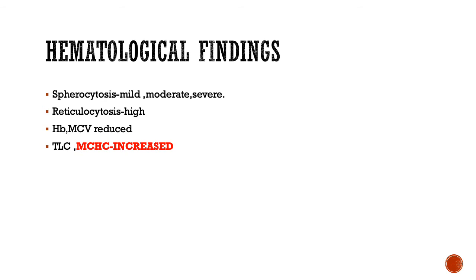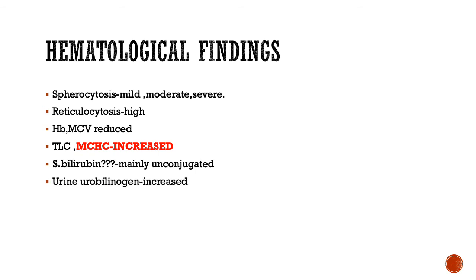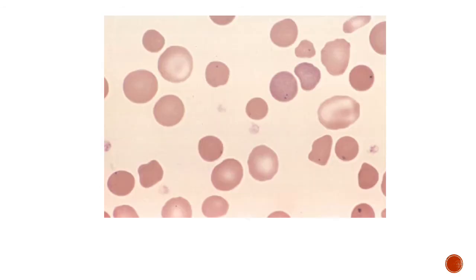Hemoglobin and mean corpuscular volume are obviously reduced. Total leukocyte count can be increased. MCHC is increased. Serum bilirubin is increased, and that is mainly unconjugated hyperbilirubinemia. Urine urobilinogen is increased. You can see here in this picture small hyperchromic RBCs. These are nothing but spherocytes, and you can also see polychromatophilic RBCs with bluish pink cytoplasm.